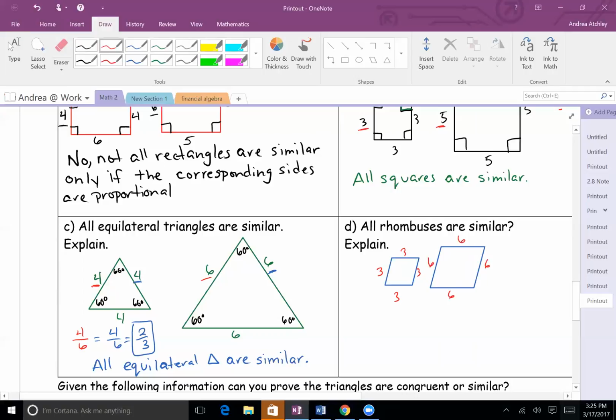Okay. So all my sides are necessarily congruent and proportional. So 3 over 6 would equal 3 over 6. But would all the angles necessarily be congruent? I can't prove that this angle is going to be congruent to this angle, or this angle is going to be congruent to this angle. Okay, so not all rhombuses are similar.